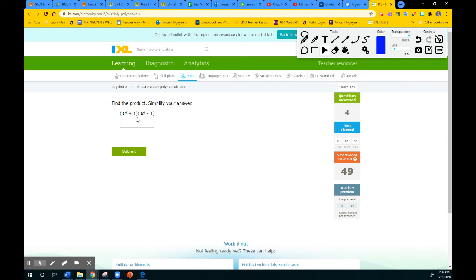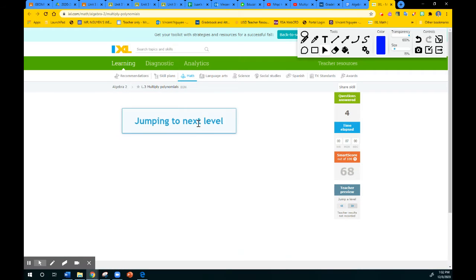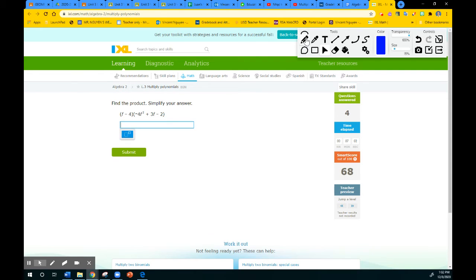Okay, similar problem. I'm going to skip. Believe me, they'll give us more complicated ones, like this one. It's just longer, right? This is a binomial multiplied by a trinomial, right? 2 terms multiplied by 3 terms, right?